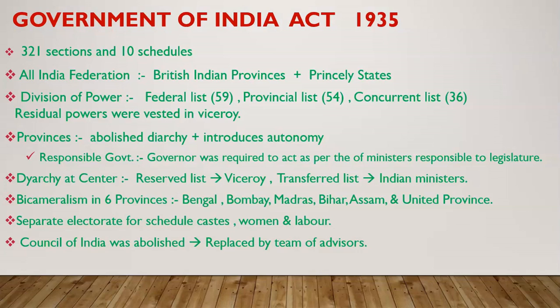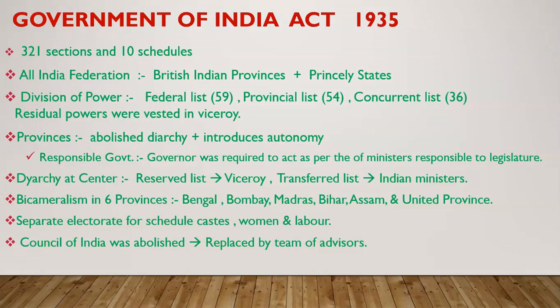So cyber law was not a part of the federal list, not a part of the provincial list, not a part of the concurrent list. Residual powers means the subjects which are not part of the federal list, provincial list or concurrent list. It means that subject was not present at the time of formulation of the constitution. The Government of India Act 1935 was also a type of mini constitution. So all those subjects which were not present during the formation of the Government of India Act 1935 were called the residual list or residual powers.